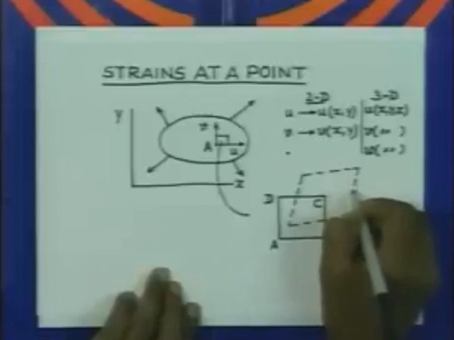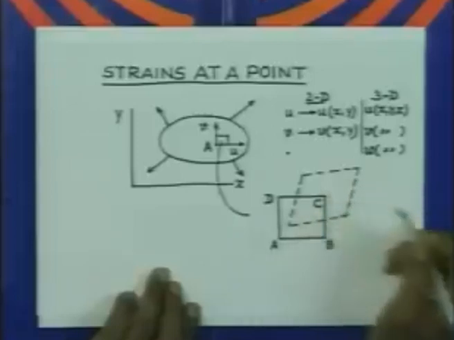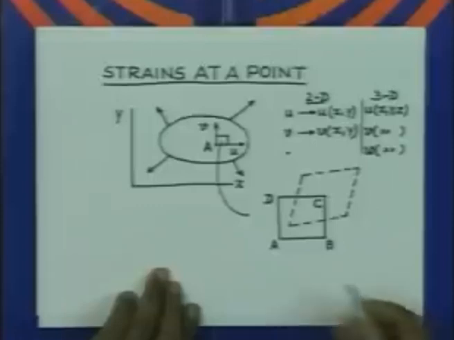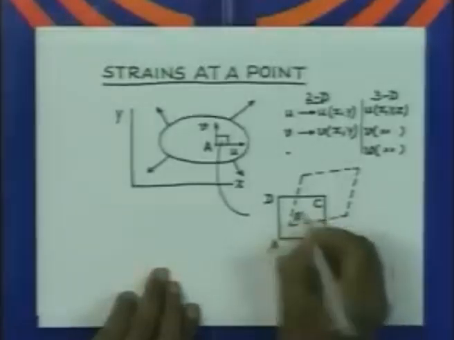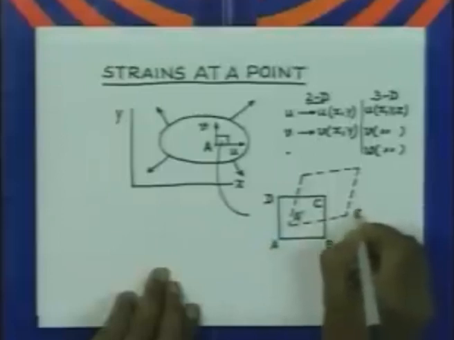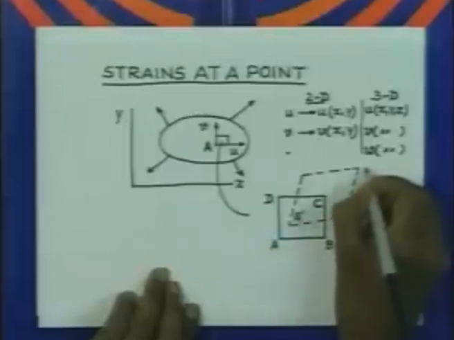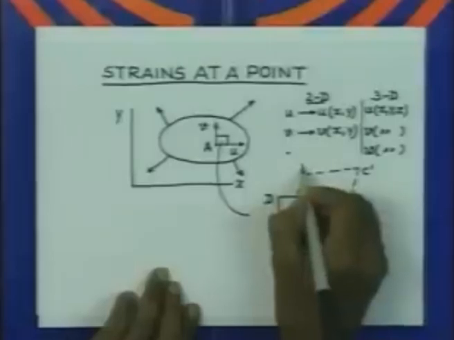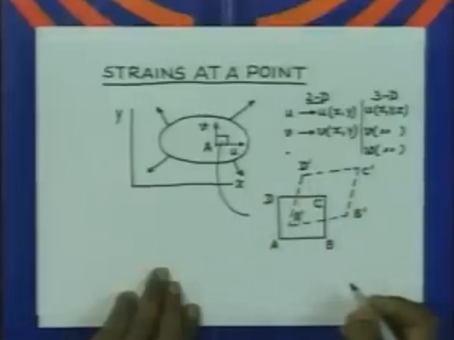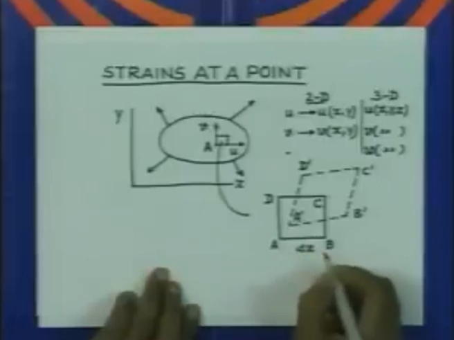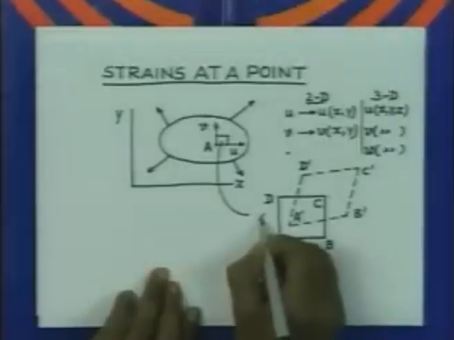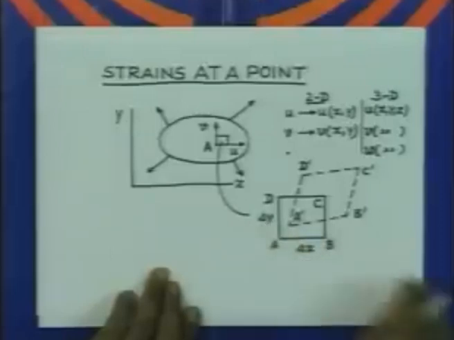So, this is the deformed position of the element. Therefore, A has shifted to A dash, B to B dash, C to C dash, and D to D dash. Let us consider that the distance between AB is delta x, which is small, and the distance between AD is delta y.